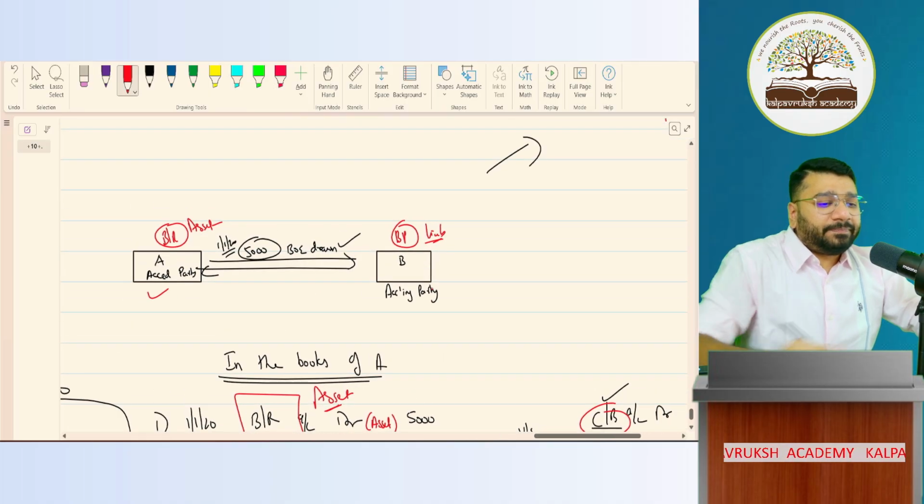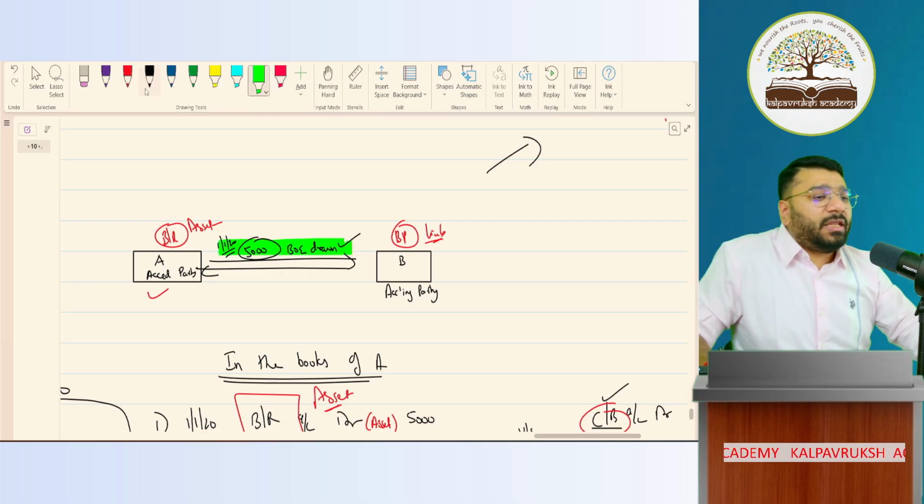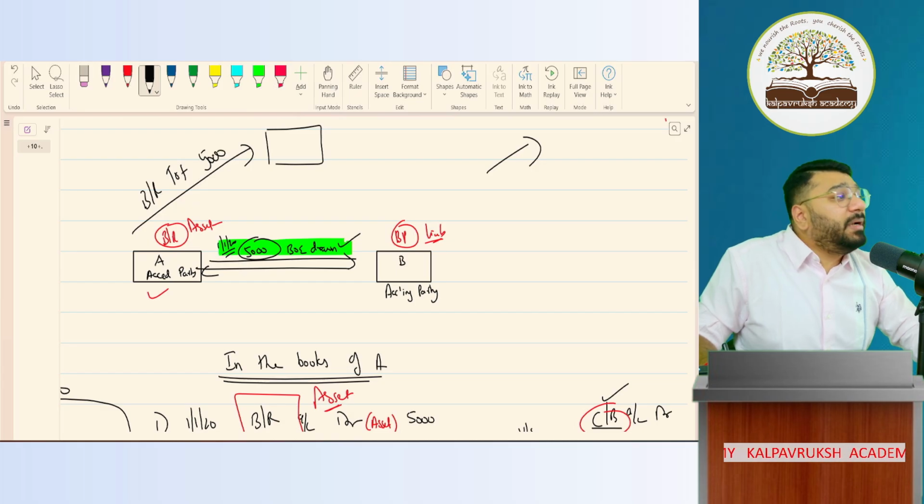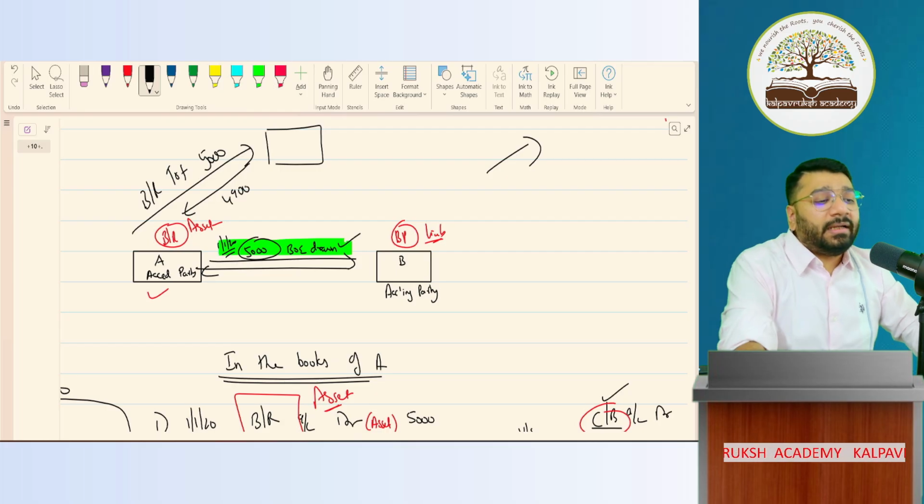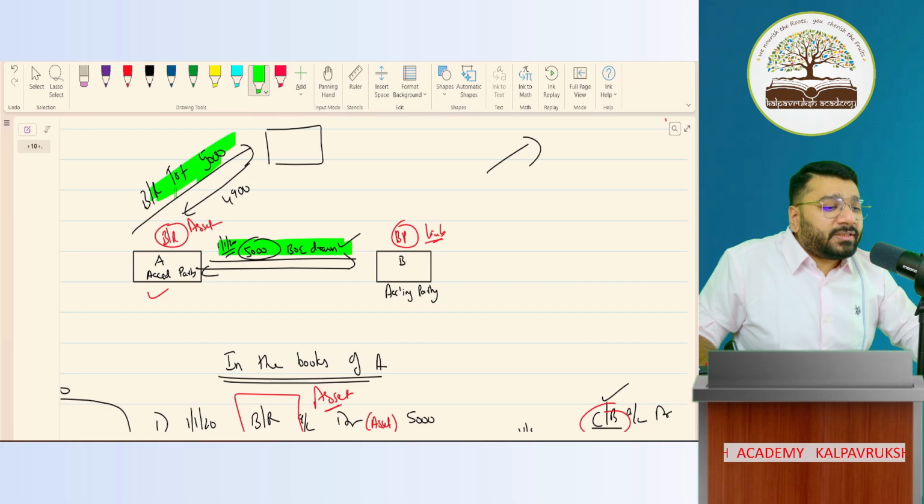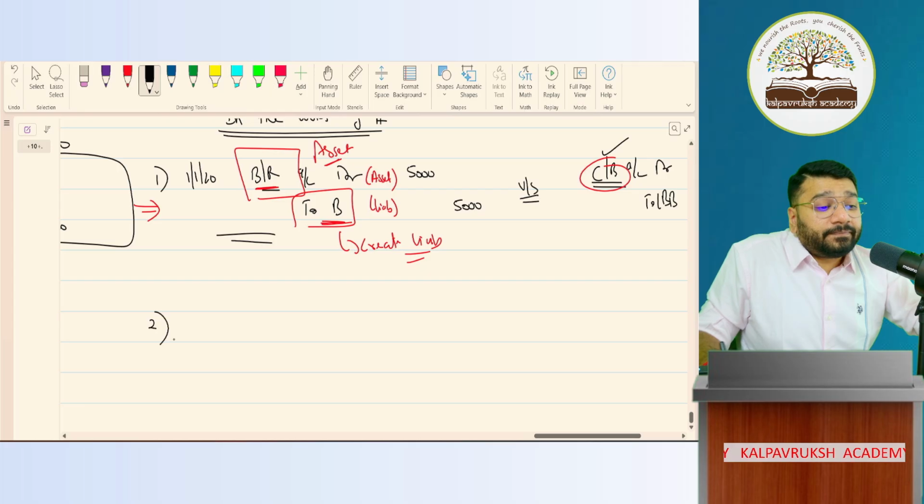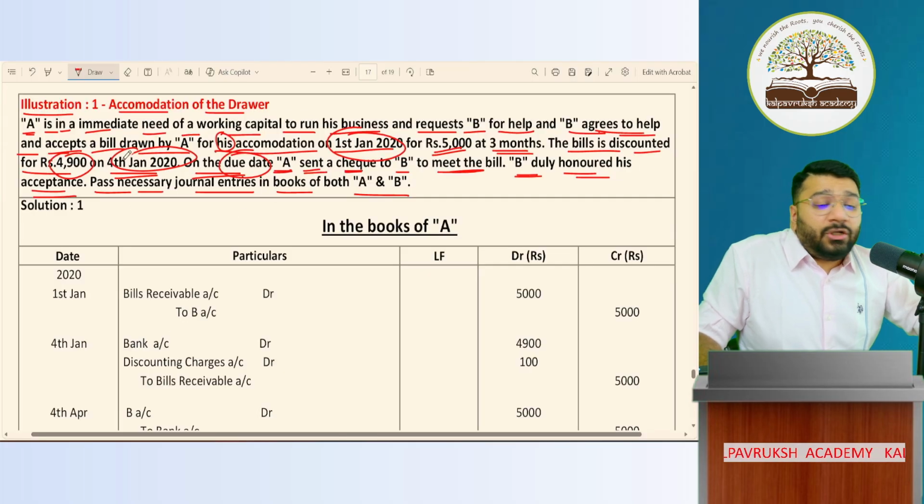Now what has happened, people? This is just one entry. Sending the bill and accepting the bill is one transaction. Then what is happening? A, who was the holder of the bill, having bills receivable, transferred the bill to the banker for discounting. So bills receivable worth 5,000 was transferred for discounting purposes. So the bill is discounted. Against which, how much money did you receive? Only 4,900. So this is a separate transaction, a separate journal entry. Can you please send the entry for this? On what date? 4th Jan 2020.